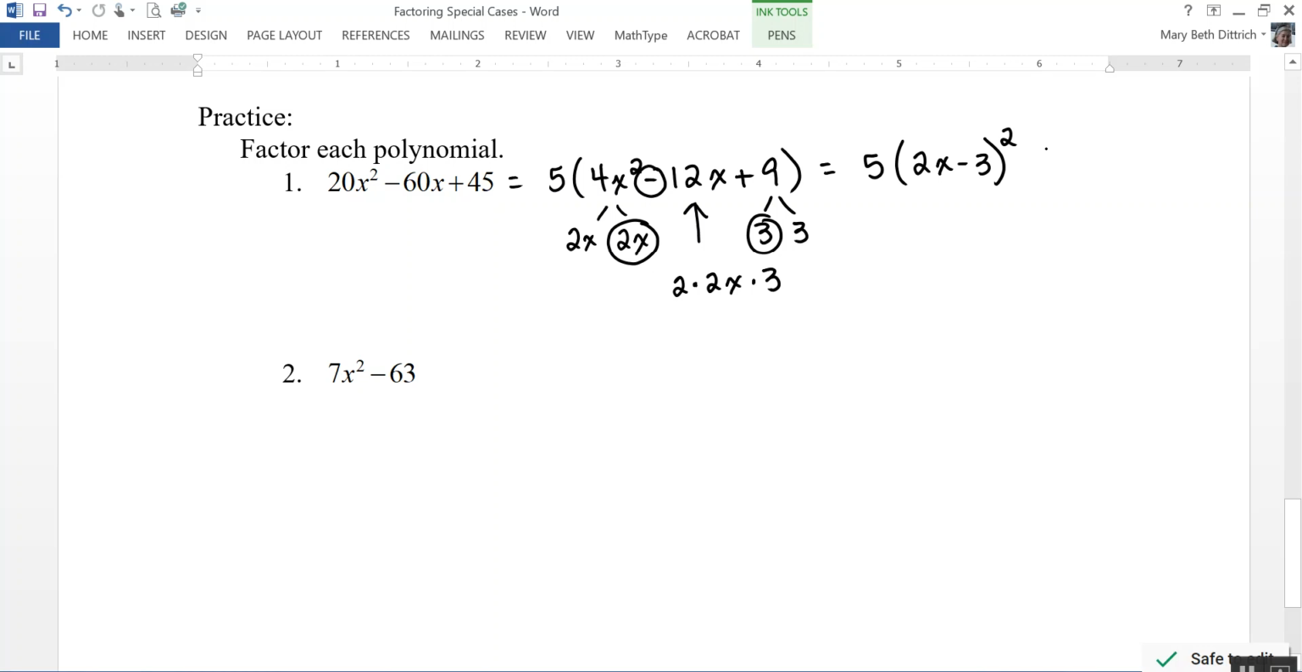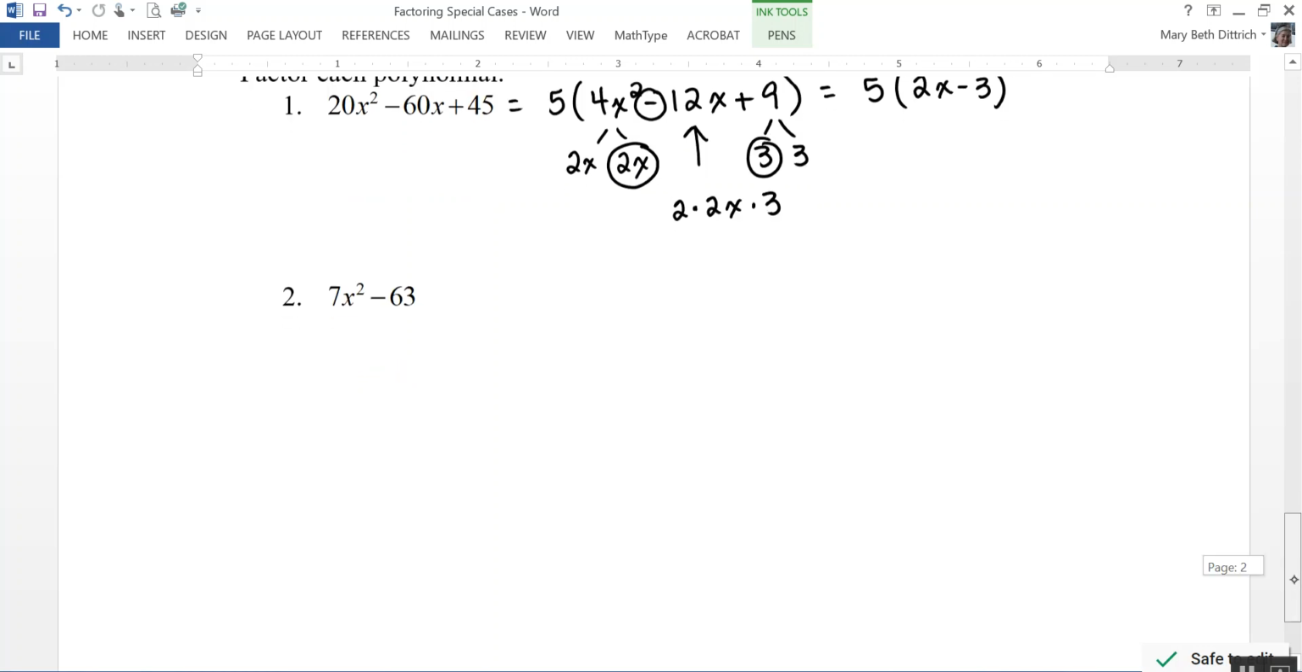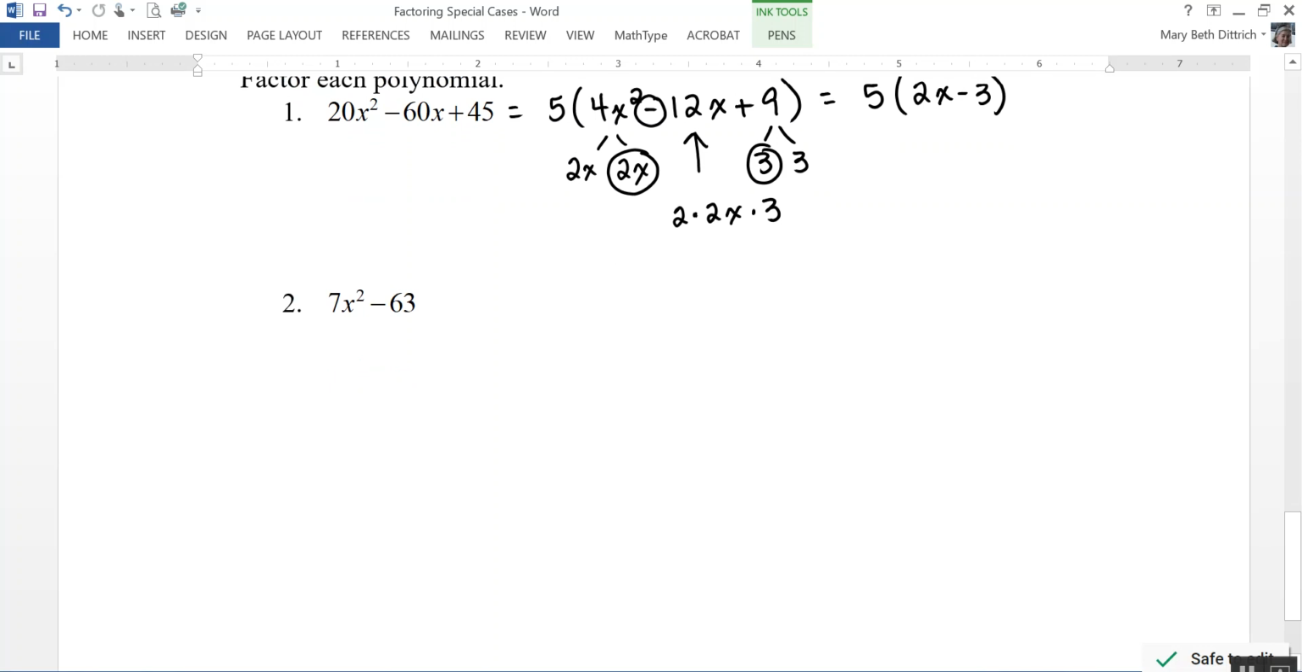Number 2 here is 7x squared minus 63, and again 7 and 63 are not perfect squares, but I do see a greatest common factor of 7 that I can take out, and so that's going to leave me with x squared minus 9. And I recognize this as a difference of squares. X squared is a perfect square, 9 is a perfect square, 3 times 3, and they are being subtracted. So this is going to factor into 7 times x plus 3 and x minus 3.